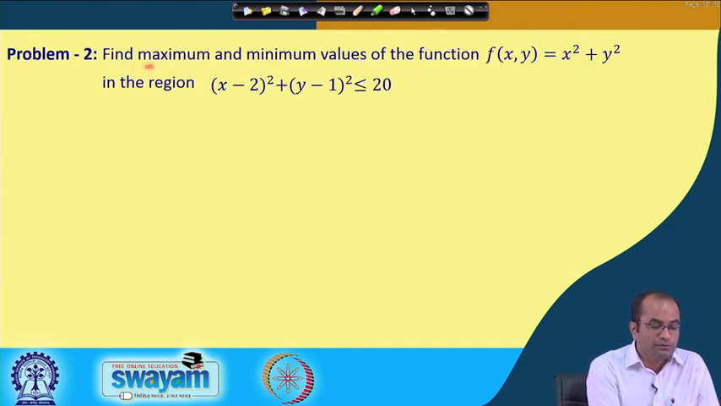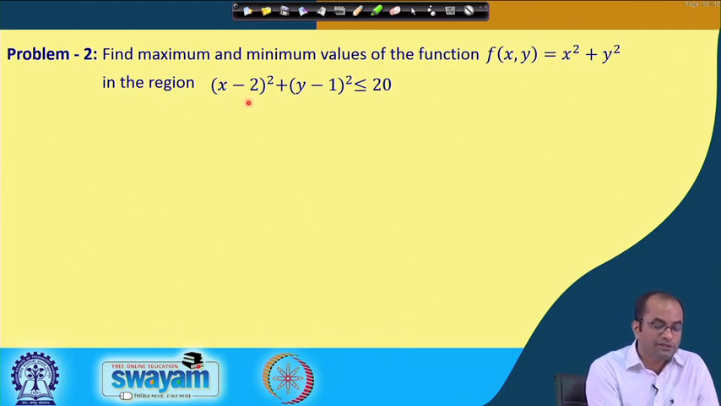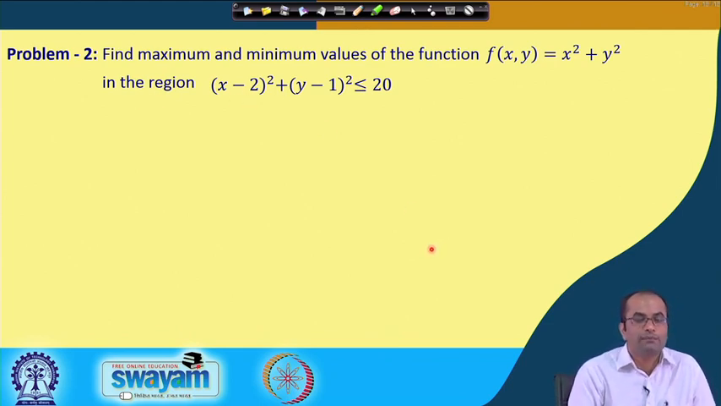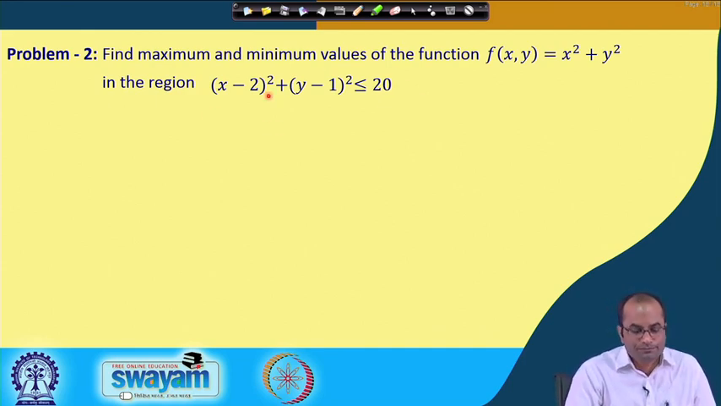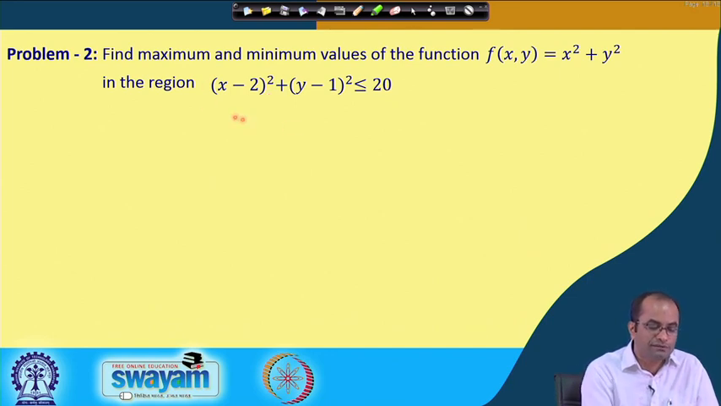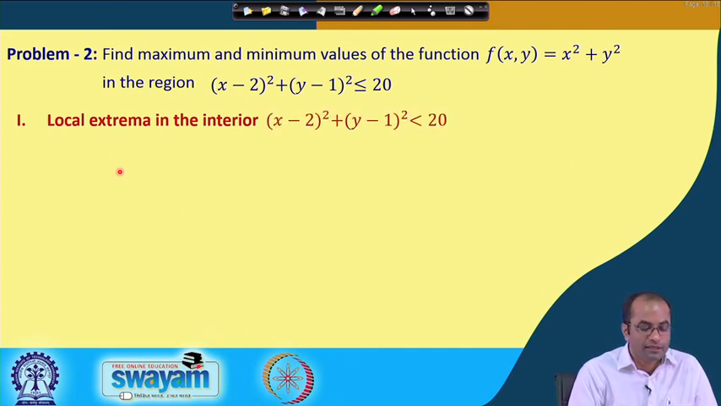Next problem. So, we want to find the maximum and the minimum value of this function x square plus y square in the region x minus 2 whole square plus y minus 1 whole square less than or equal to 20. So, again we have the similar problem. We have the region given here and this function x square plus y square. So, we will deal exactly in a similar fashion. We will first look for the extremum in the interior points, that means when strictly less than 20.